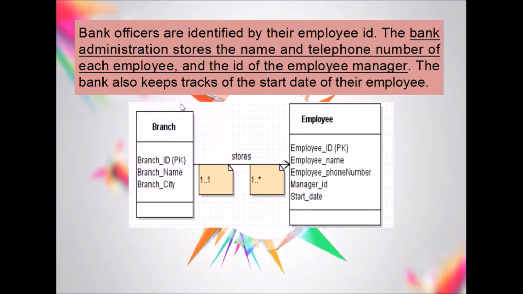So this will be the relationship between branch and employee, which is a one-to-one relationship, which means one employee can have one branch. But for the relationship between employee and branch, one branch can have a lot of employees.